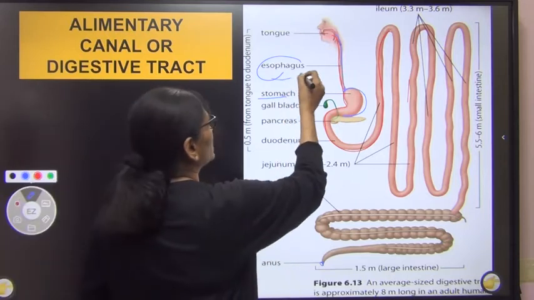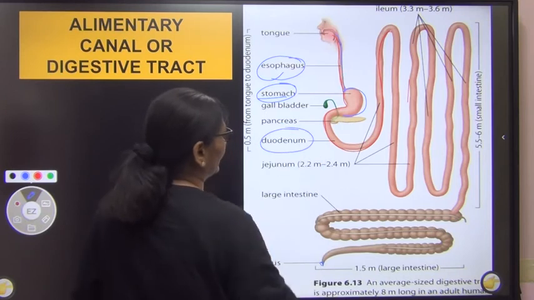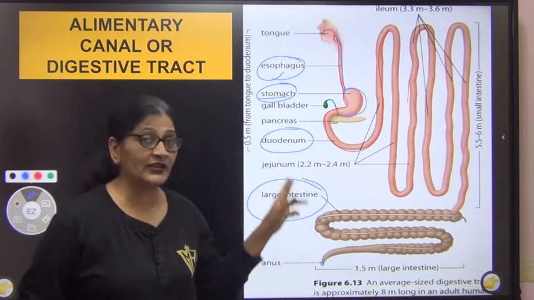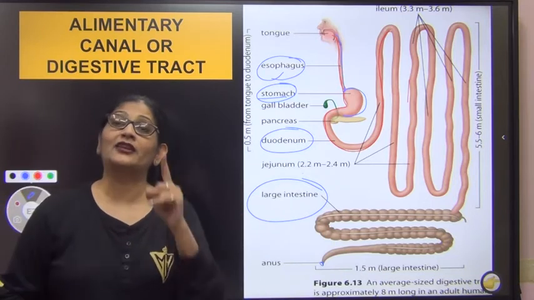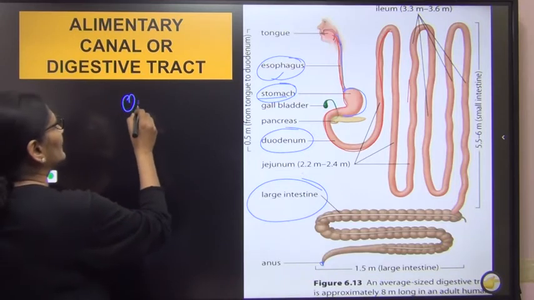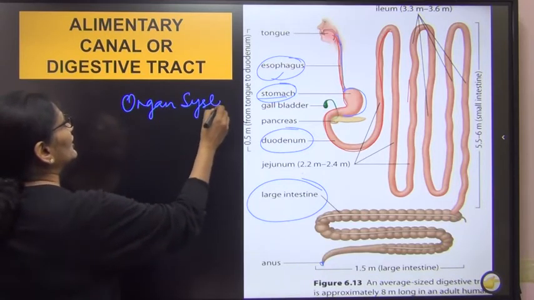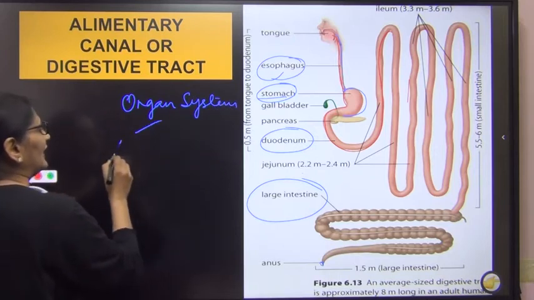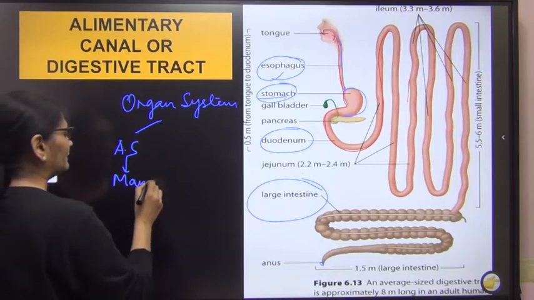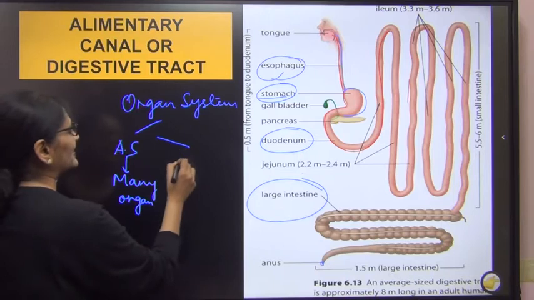Like esophagus is one organ, stomach is one organ, the small intestine is one organ, large intestine is one organ, and when more than one organs work together to perform one function, we call it an organ system, and that is why we say digestive system, because in the digestive system your alimentary canal is made up of many organs, and at the same time it is made up of many digestive glands.